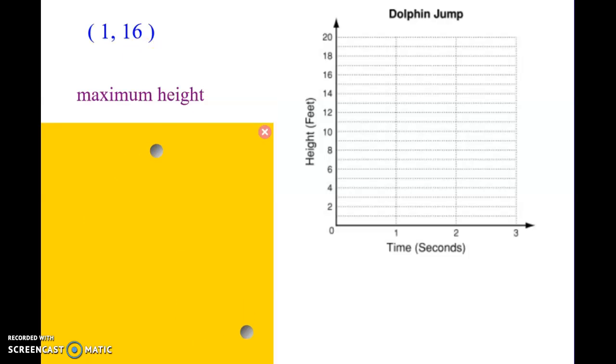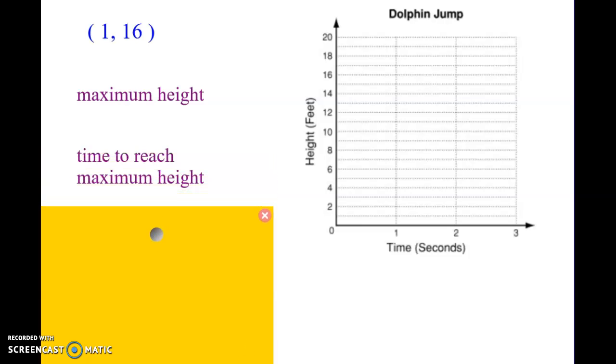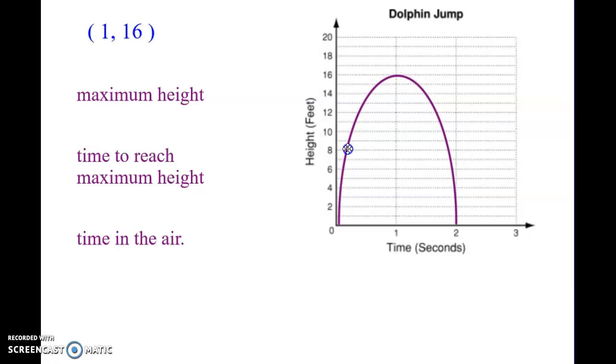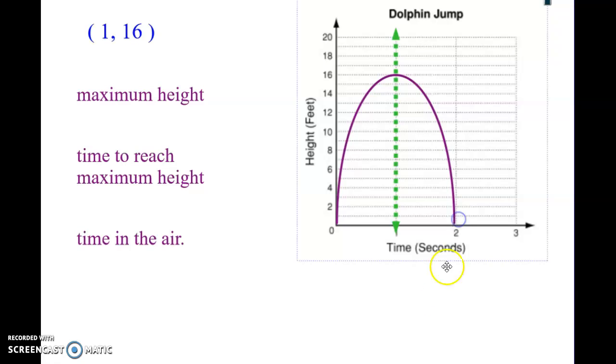So what's the maximum height that the dolphin is going to reach? How long will it take for the dolphin to reach the maximum height? And last, how much time will the dolphin spend in the air? If I graph it, you'll be able to see that I have my line of symmetry. It took 1 second for the dolphin to get to the highest point, and then it'll take 1 more second for it to come down back to the water.